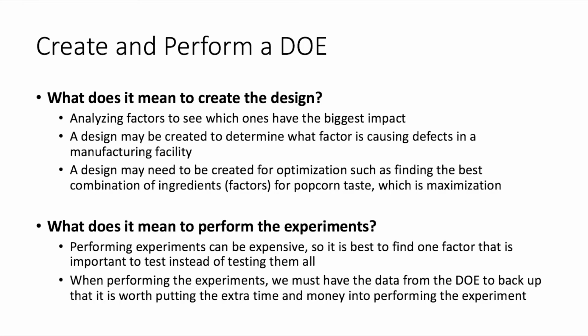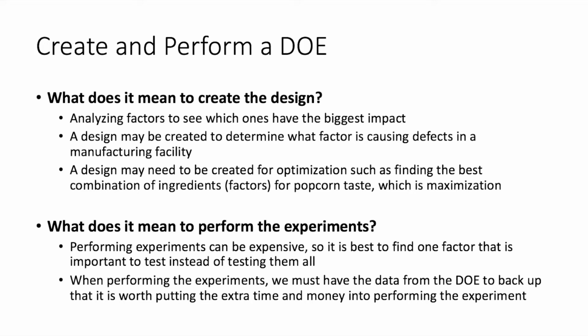To create and perform a DOE, we analyze factors to see which ones have the biggest impact. A design may be created to determine what factor is causing defects in a manufacturing facility, or it may be needed for optimization, such as finding the best combination of ingredients or factors, such as popcorn. And this is an example of maximization.